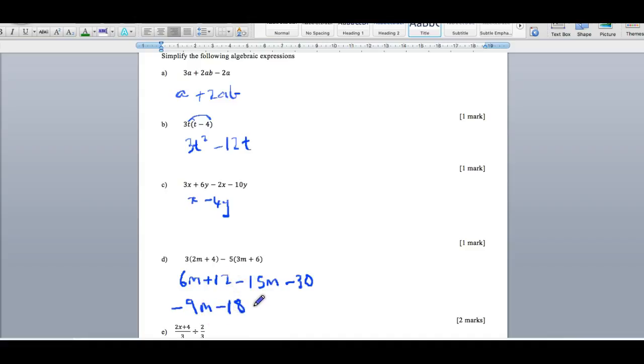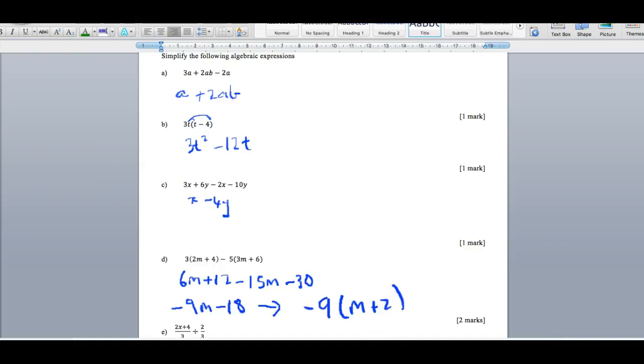You didn't have to factorise that by taking out the common factor. We're just simplifying it like that. But if you did factorise it, and I would also accept both answers, take out negative 9 as a common factor, and then you have m plus 2.